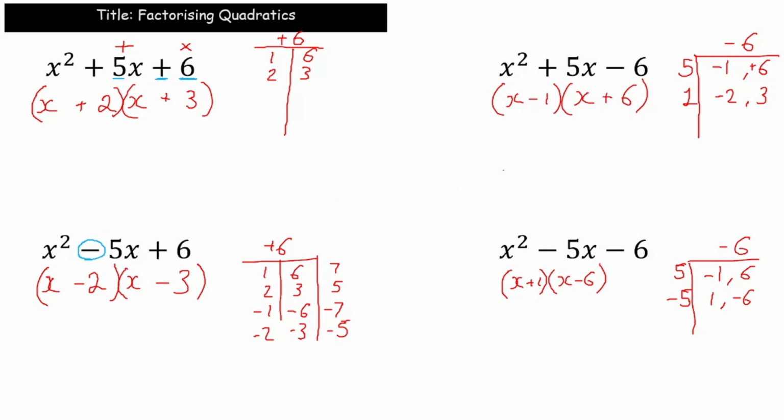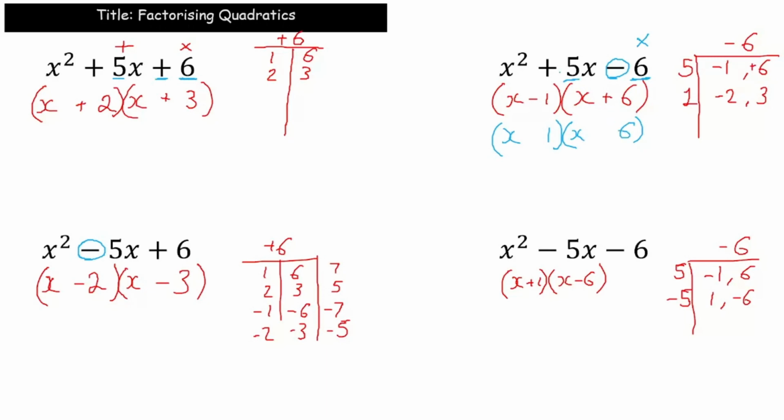On the right hand side, only difference is now we want factors of 6, so things that times, but have a difference of 5. And you'll notice it was 1 and 6 because the difference is 5. And the same for the bottom. The only thing I do differently, when I do these questions, is I don't worry about the signs till the end. I find out my numbers. So factors of 6 that have a difference of 5, that would be 1 and 6.